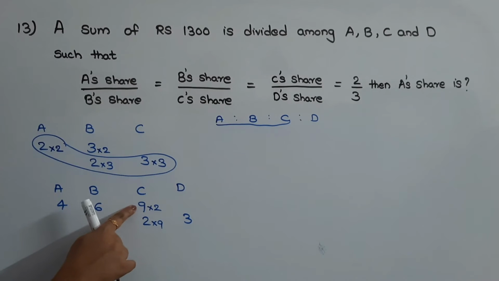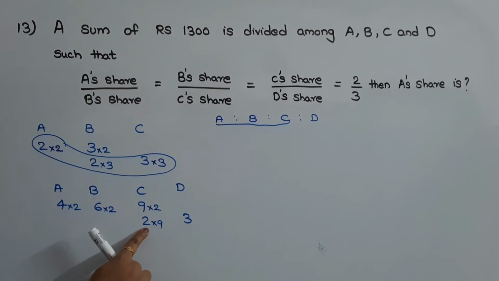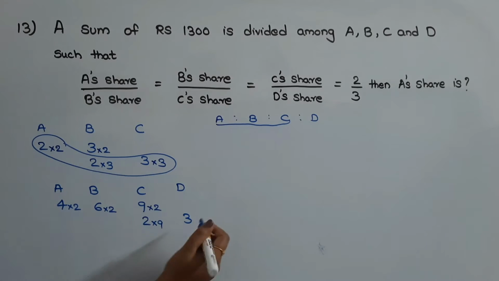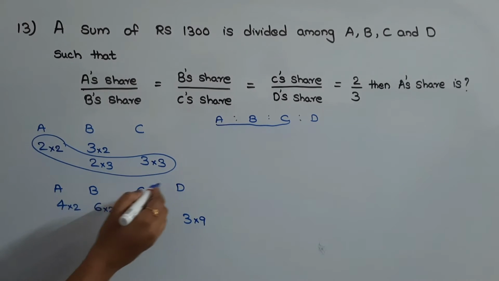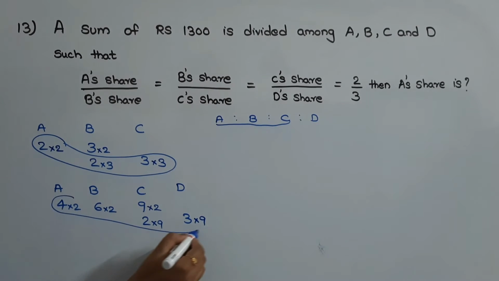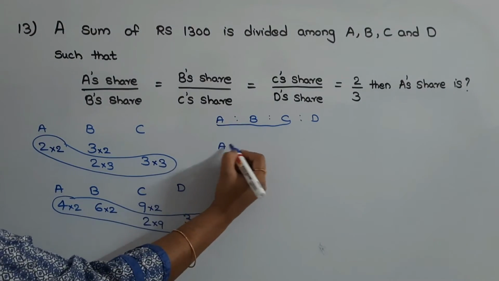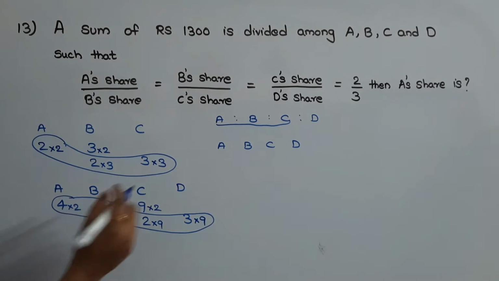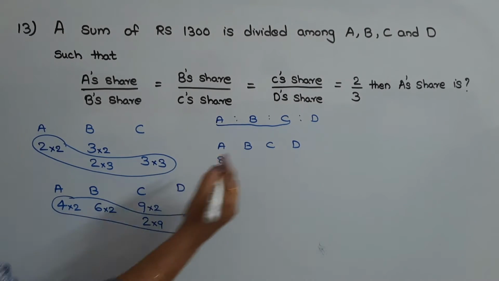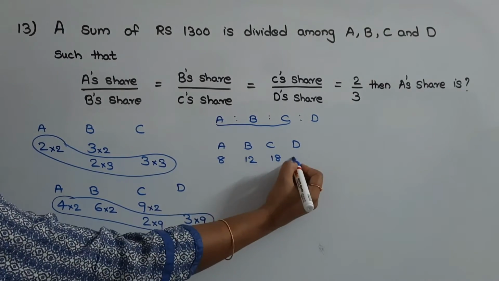But when we are multiplying this 9 by 2, we need to multiply this 6 also by 2 and this 4 also by 2. And when we are multiplying this 2 by 9, we need to multiply this 3 also by 9. So the ratio of A, B, C and D will be this one. So A is to B is to C is to D is 4 into 2 that is 8, 6 into 2 that is 12, this is 18 and this one is 27.